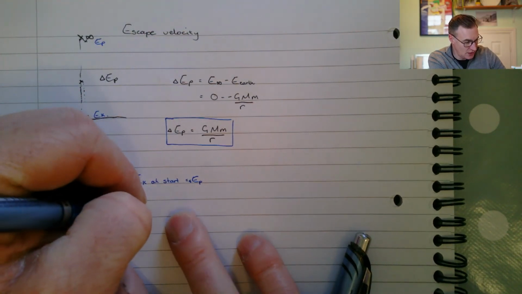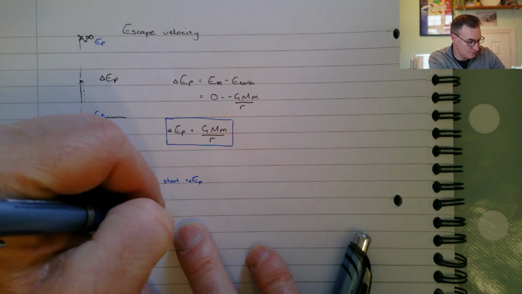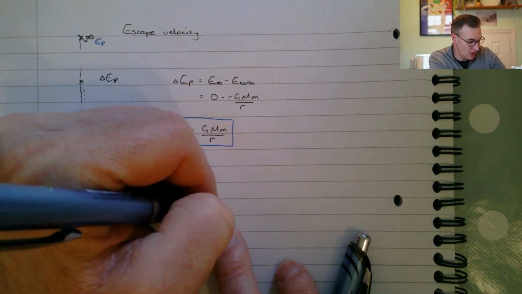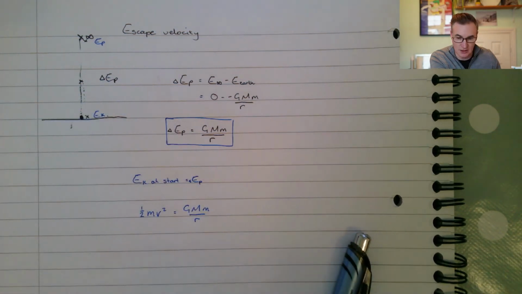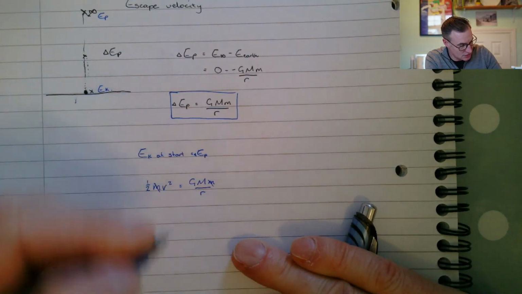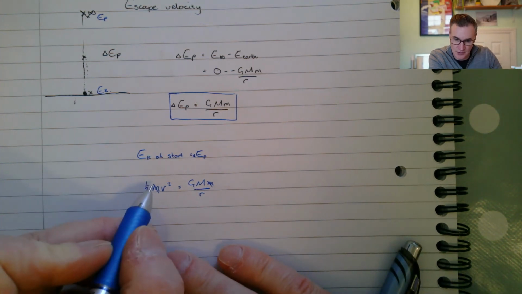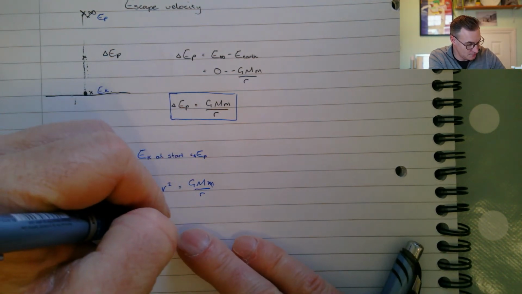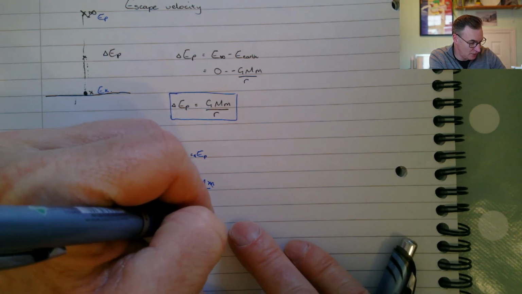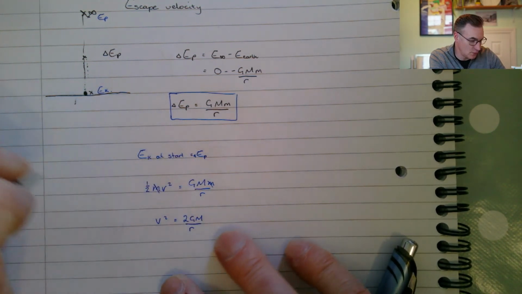And so we can have half mv squared is equal to GMm over r. This cancels and this cancels. Multiply by 2. So we'll have v squared is equal to 2GM over r.